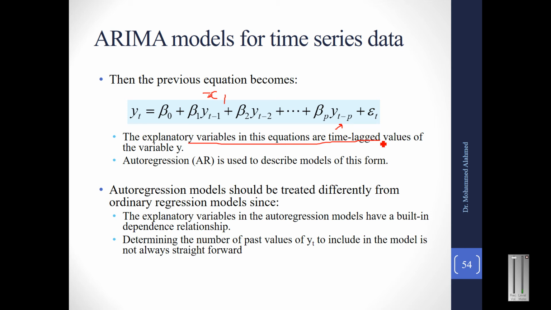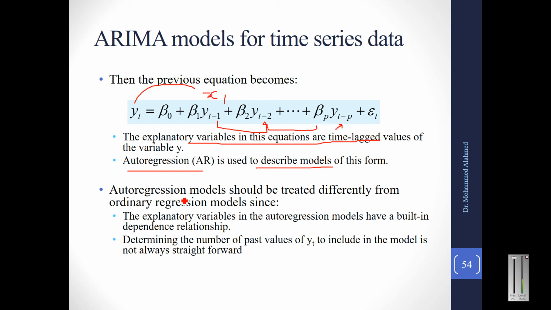We have already seen in Excel how you can compute the PACF. Autoregression is used to describe models of this form. So how do you recognize an autoregression form? Basically, the current value will be a sum of previous lagged values of the function that we are evaluating.